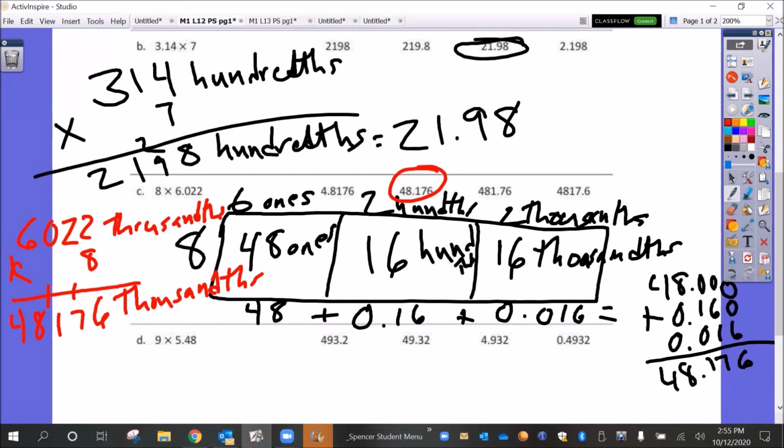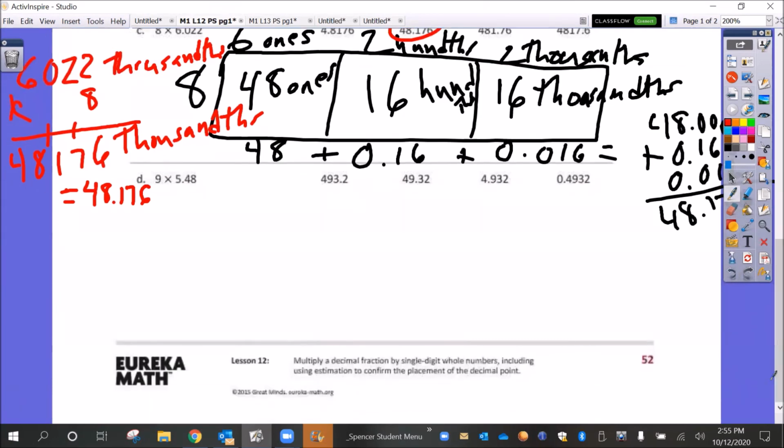And I said thousands, so I know that this number is going to have the decimal with 3 digits behind it, 48 and 176 thousandths. I really like stacking them vertically with the unit form, the smallest unit. So that's the way I'm going to do it on this.